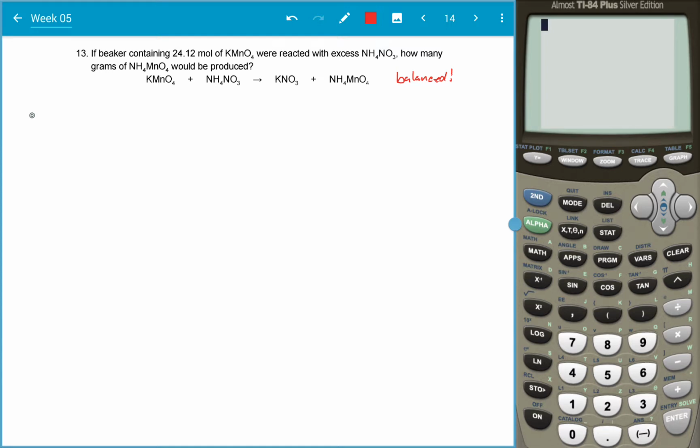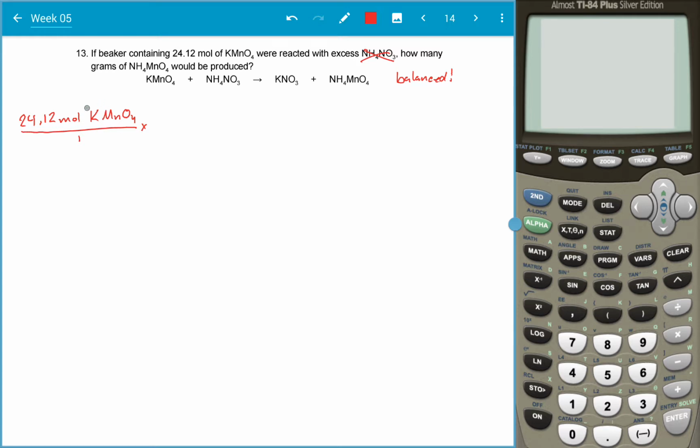Okay, so we start with the problem. We have 24.12 moles of the potassium permanganate, and it's reacted with excess ammonium nitrate. The excess simply means that that chemical doesn't make any significant difference in limiting the reaction. So all that's going to limit it is the potassium permanganate that we started with. So from that, how many grams of ammonium permanganate would be produced?